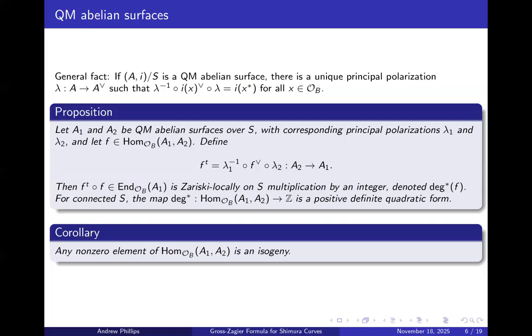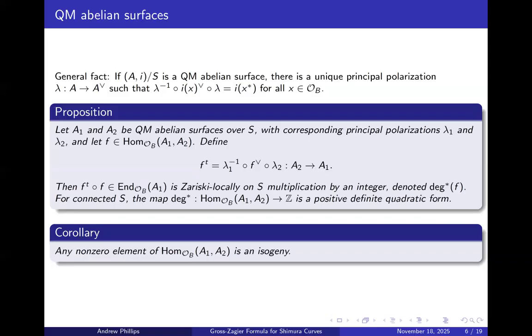If we start with any element of Hom_OB, the OB-linear homomorphisms from A1 to A2, meaning homomorphisms of abelian schemes that commute with the OB actions on A1 and A2, then we can form this composition. Lambda 2 composed with F check, the dual map on dual abelian schemes, composed with lambda 1 inverse, gives a homomorphism from A2 to A1 going the other direction. I'll call that the dual homomorphism or dual isogeny.